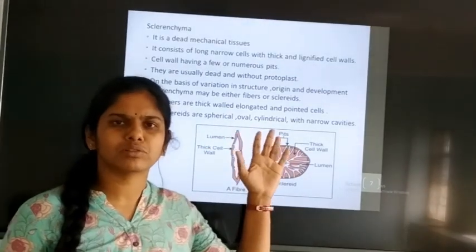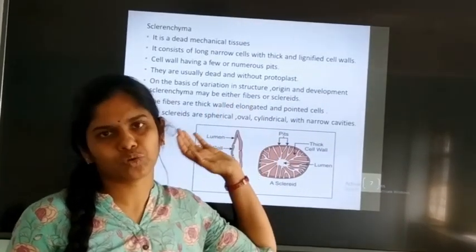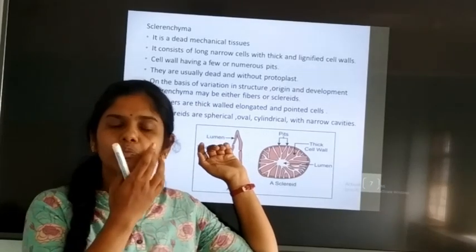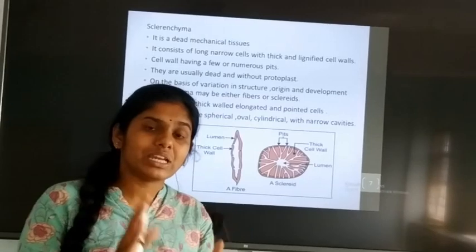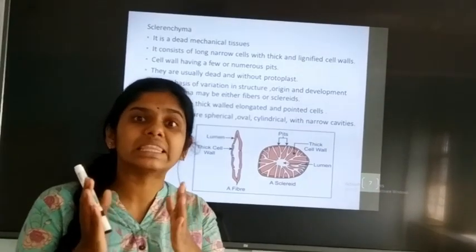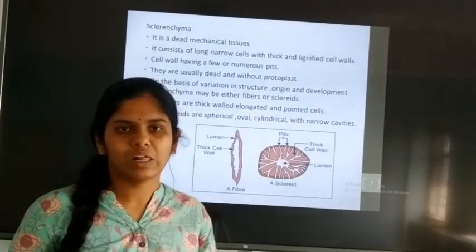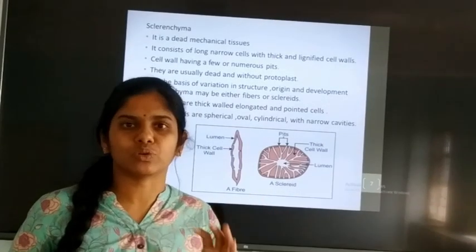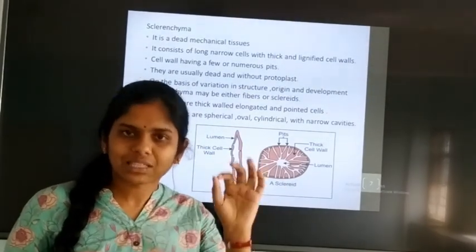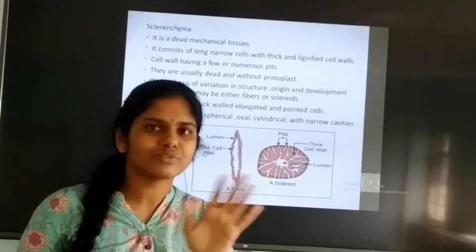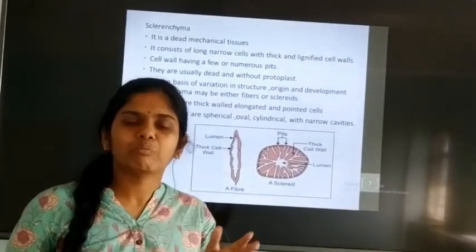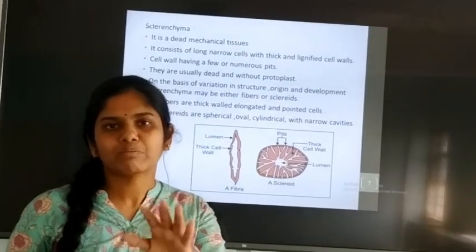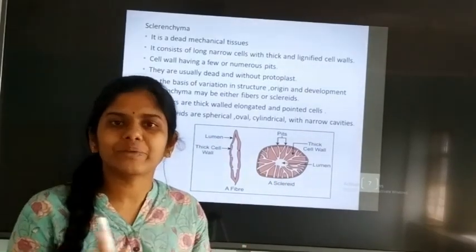Don't get confused. We said sclerenchyma is a dead tissue, because of the absence of protoplasm. But it is dead only when the sclerenchyma cell is mature. In the immature condition, sclerenchyma is a living tissue. But when it gets mature, it is a non-living tissue.